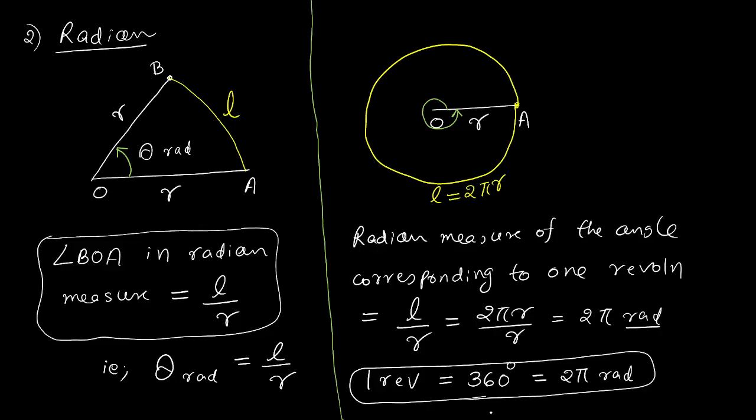One revolution is equivalent to 360 degree in terms of degree measure, and in terms of radian measure, one revolution is equivalent to 2 pi radian, where pi equals 3.14. So please write down. If you have any doubt, you can ask. Okay.